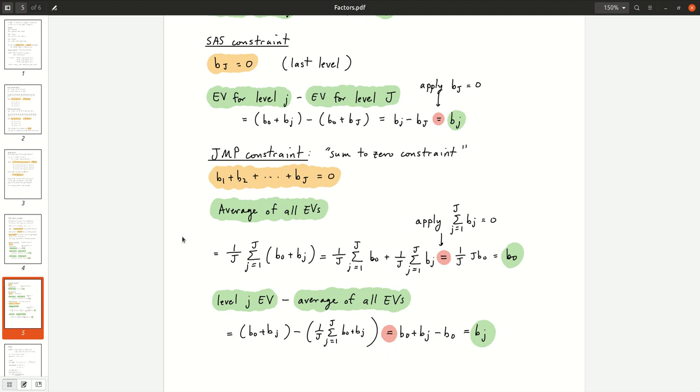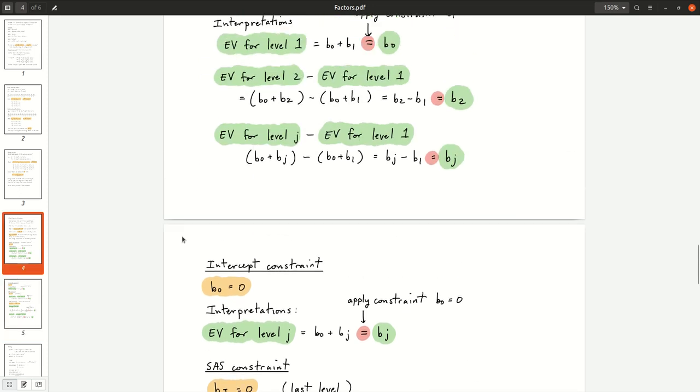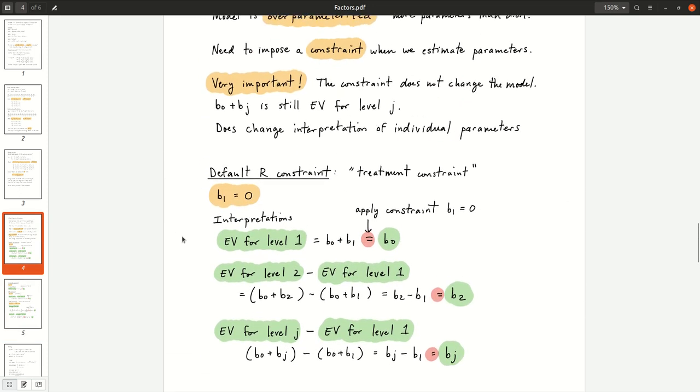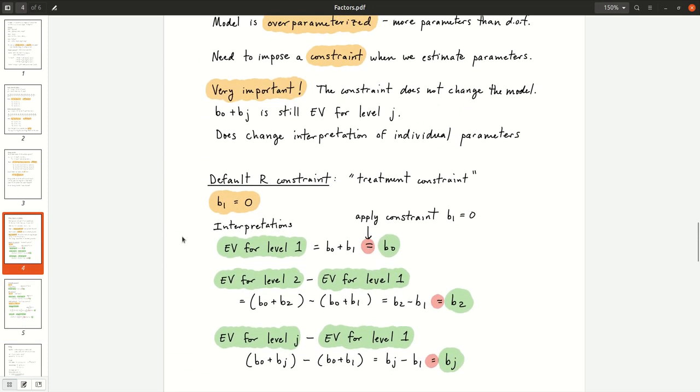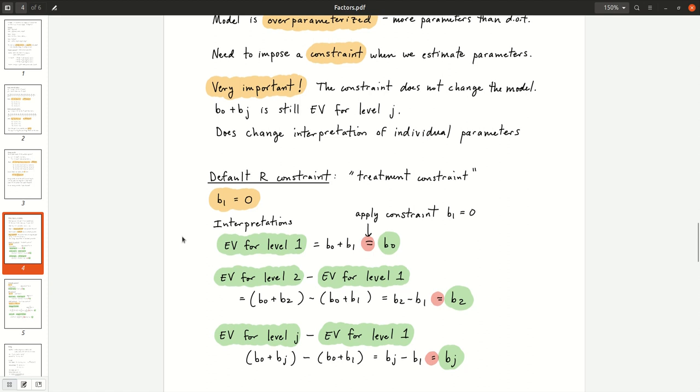Okay, so this is all a bit confusing, and I sympathize with you that there are all these different software programs and they all do different things. Why didn't we all just get together and decide to agree on one constraint? Well, I wish we had, but we didn't. So I'm not going to protect you from this complexity, because you're going to run into this in real life.